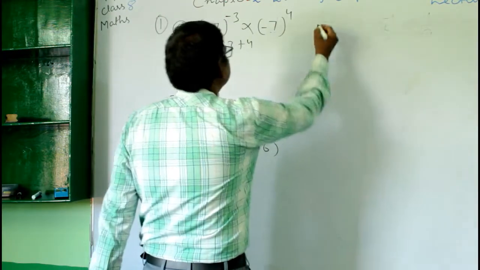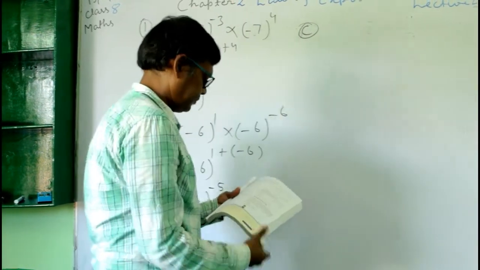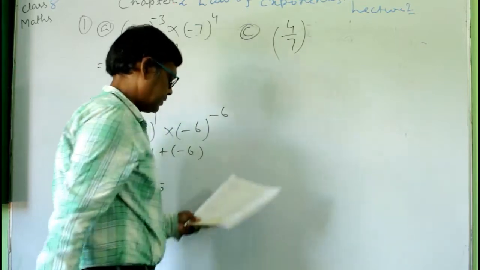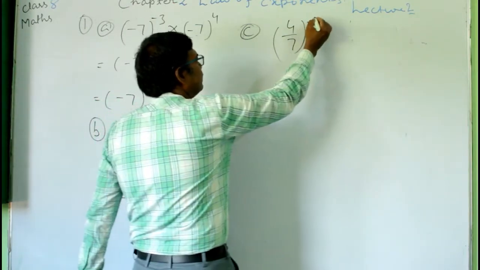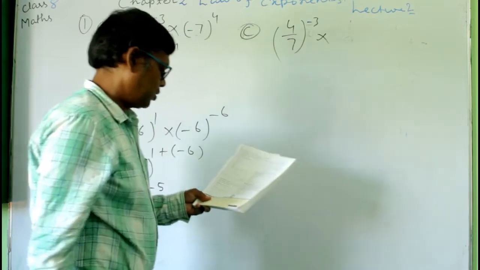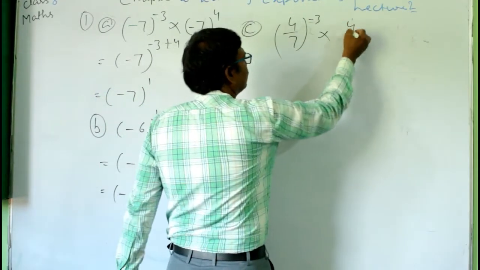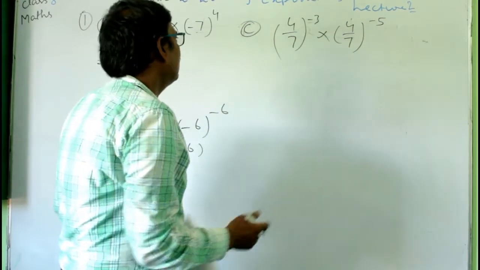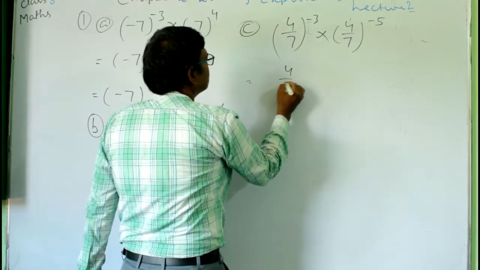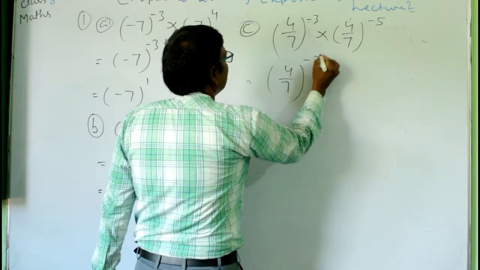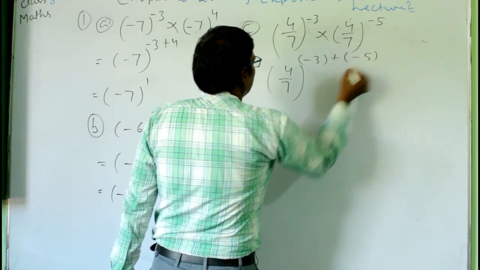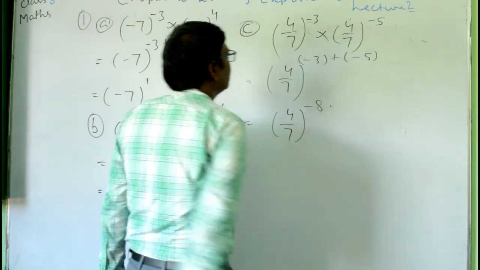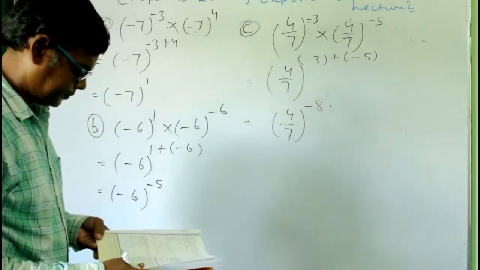Question number C: 4 by 7 to the power minus 3 into 4 by 7 to the power minus 5. Again here it will be 4 by 7 to the power minus 3 plus minus 5, which equals 4 by 7 to the power minus 8. So this is the exponential form.